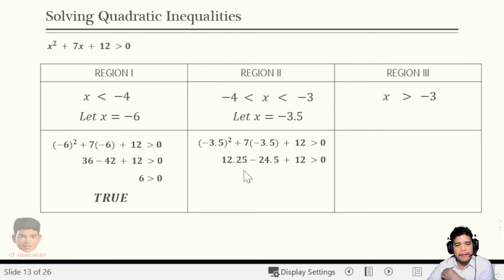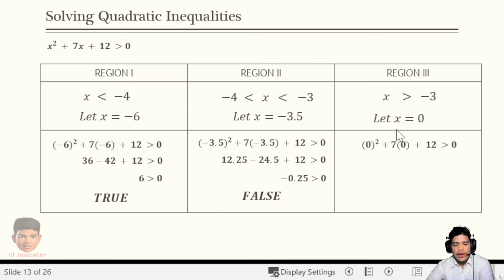So, 12.5 minus 24.5 plus 12 is negative 0.25. Is negative 0.25 greater than 0? So, the statement is false. Meaning, region 2 is false. Okay? So, let's go to region 3.